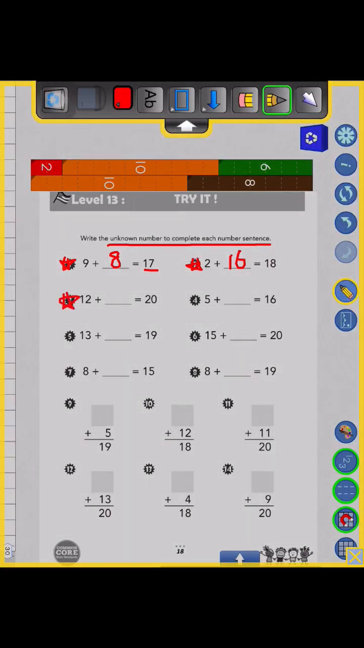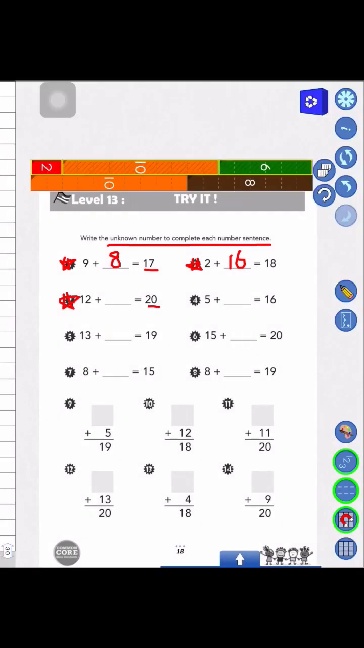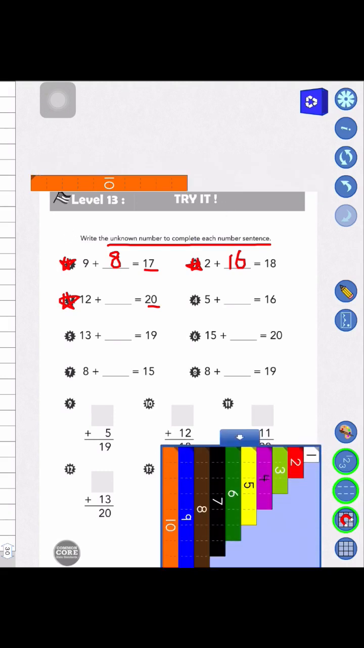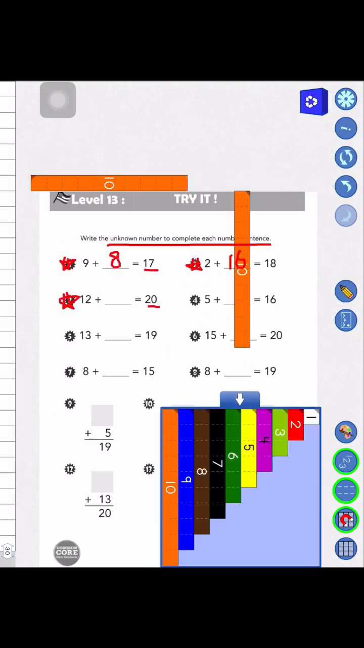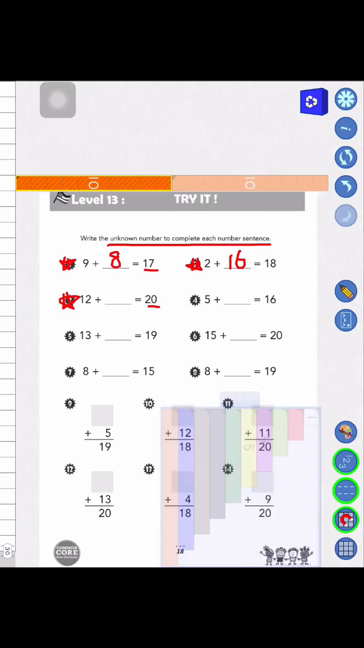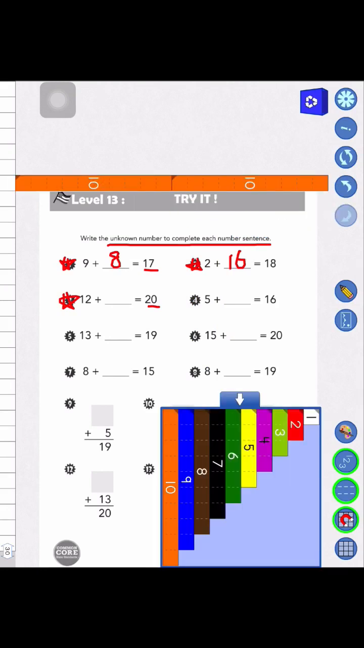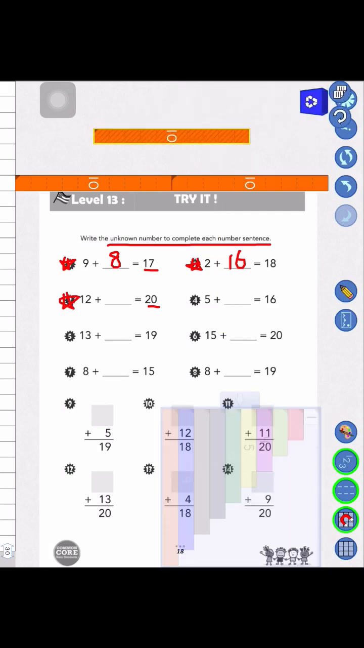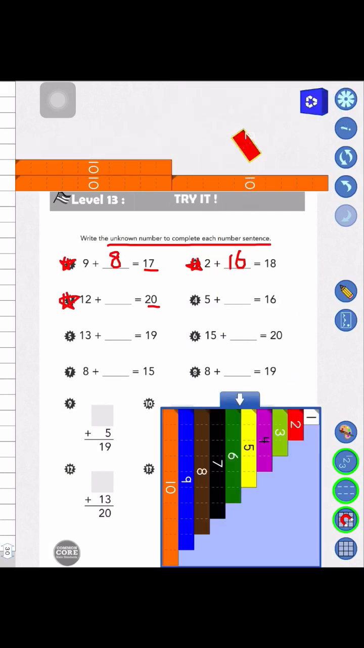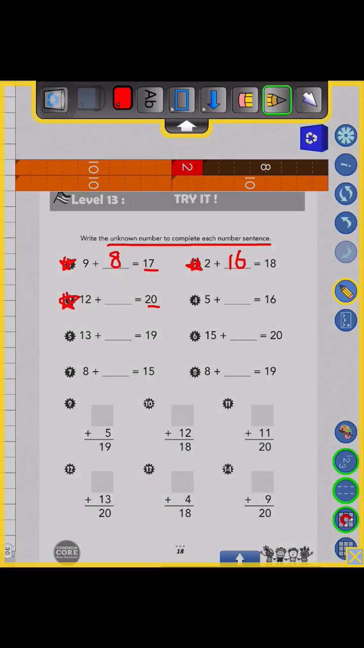Okay, question 3. 12 plus a number equals 20. So we put 2 tens to represent 20, and we also get the number 12. So number 12 is 1 ten and 2. So between 20 and 12, how many square differences? Yes, it should be 8. Now the lengths are the same. So 12 plus 8 equals 20.